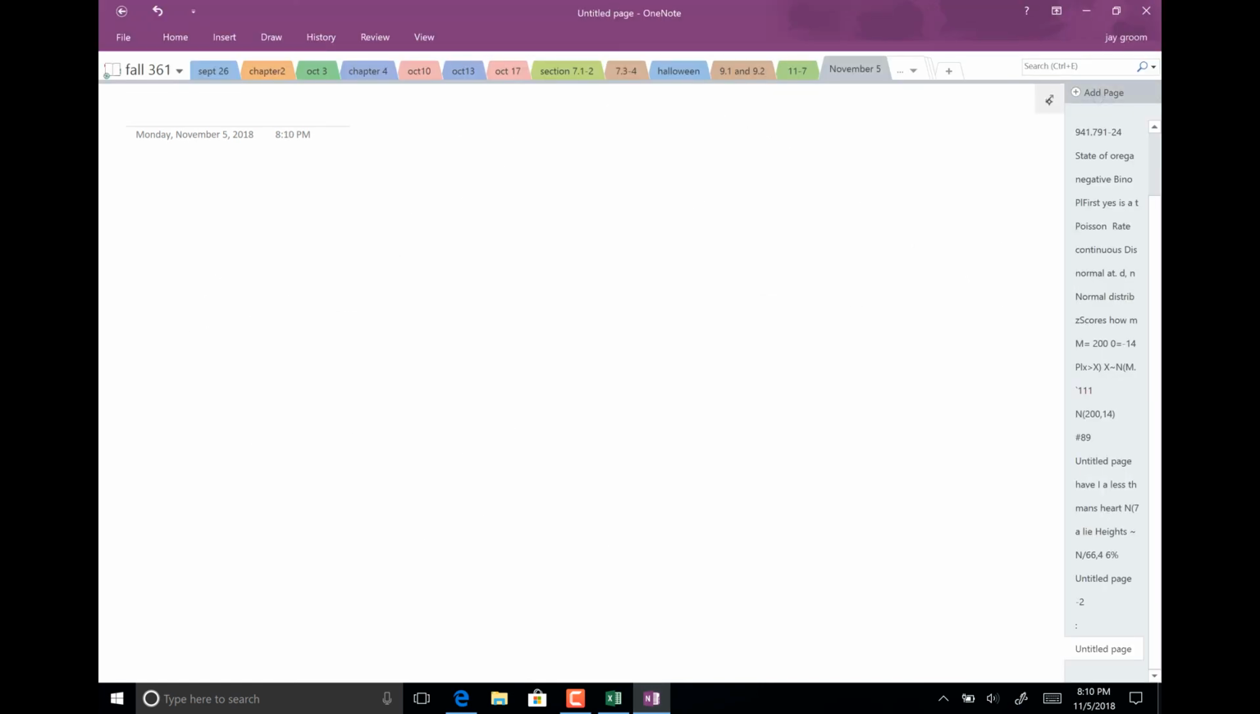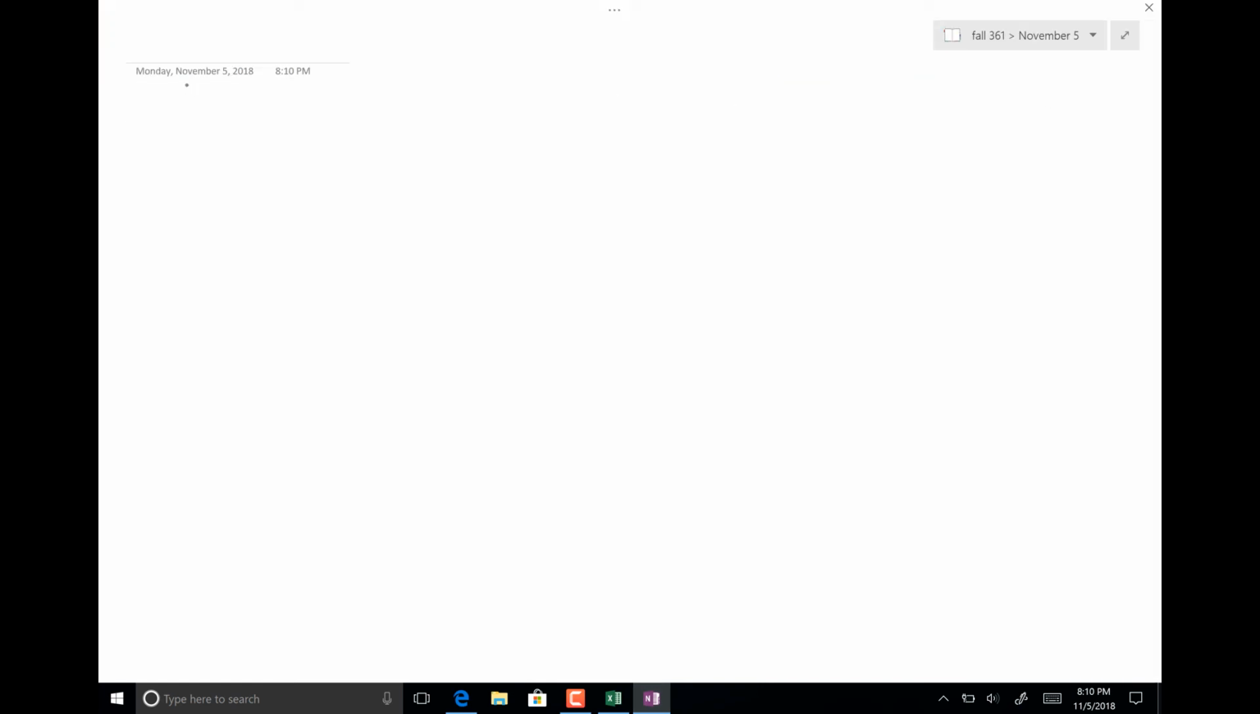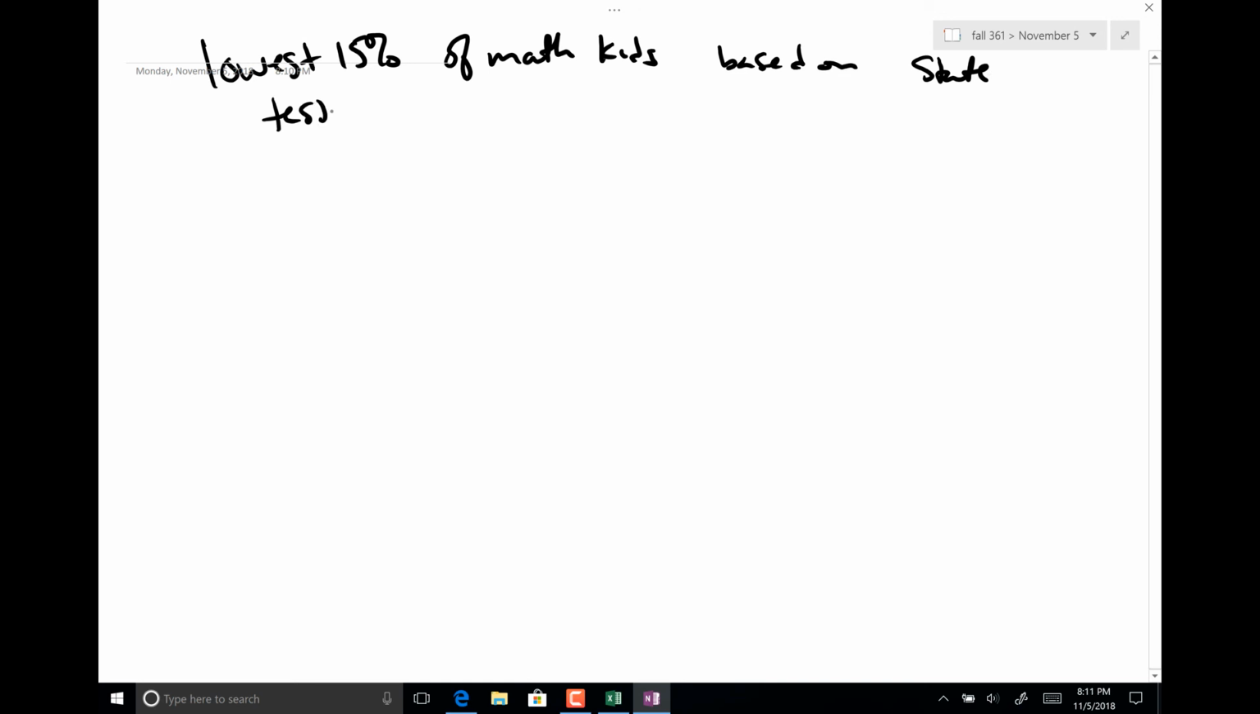All right. Turns out that the lowest 15% of math kids based on the state test are going to get an extra math class, going to get more help or something. Okay, that's cool. On the state test, the average might be 2,800, and the standard deviation might be 350. Cool.